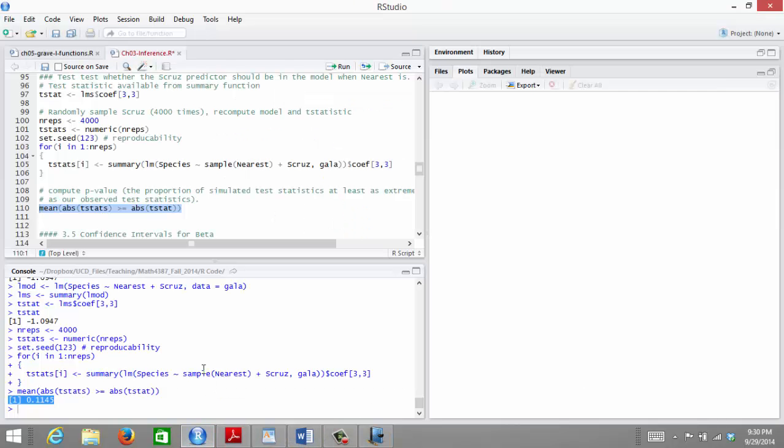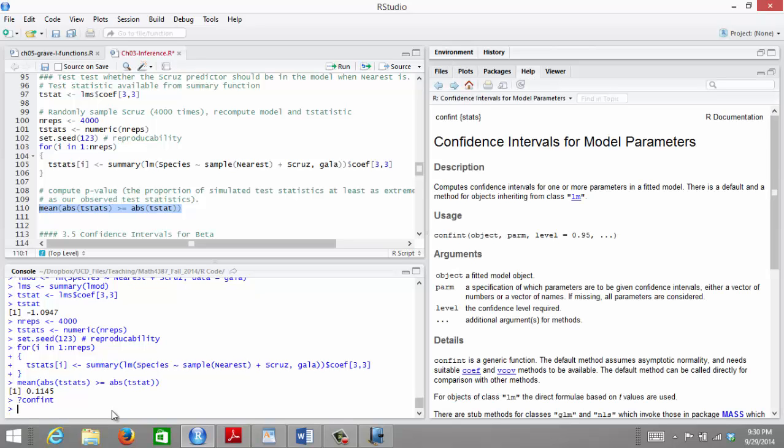If you don't want a 95% confidence interval, you can in fact change the confidence level. I'll just look at the help file here. As I mentioned, you can specify specific predictors, specific confidence intervals, by setting the parm argument. In general though, I would just leave it blank and it will automatically give you confidence intervals for all the parameters in your regression model. If you want to change the confidence level, you need to specify the level argument. By default it's 0.95, but if you wanted a 90% confidence interval, you would say level equals 0.90.